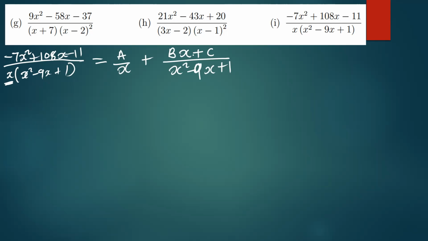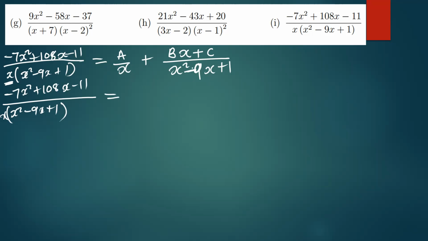So now, how do we finish up this? How do we deal with this? This is very simple and straightforward. We do the same: we find the common denominator on the right. Let me copy what is on the left side. So we have -7x² plus 108x minus 11, then everything over x² minus 9x plus 1, then this is multiplying with x outside.